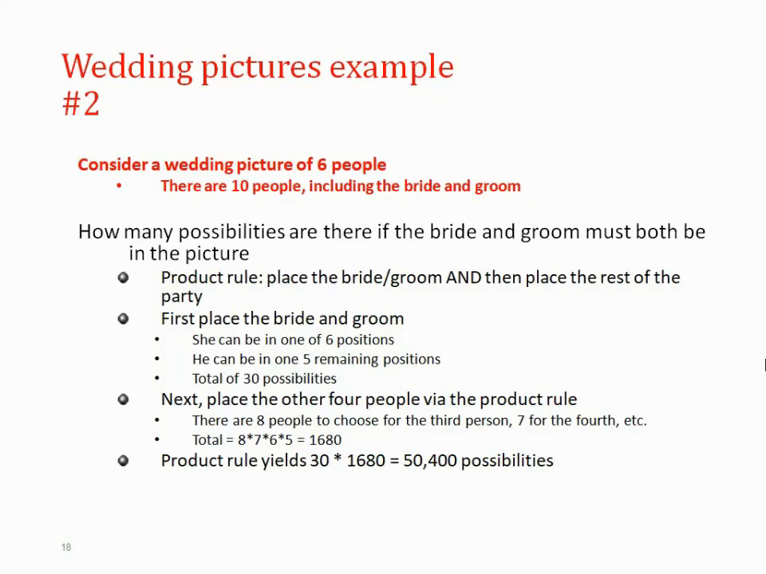Next, place the other 4 people via the product rule. There are 8 people to choose from for the third person, 7 for the fourth, and so on. So 8 times 7 times 6 times 5. In the first stage it is 30 possibilities, and 30 times this figure gives 50,400 possibilities.